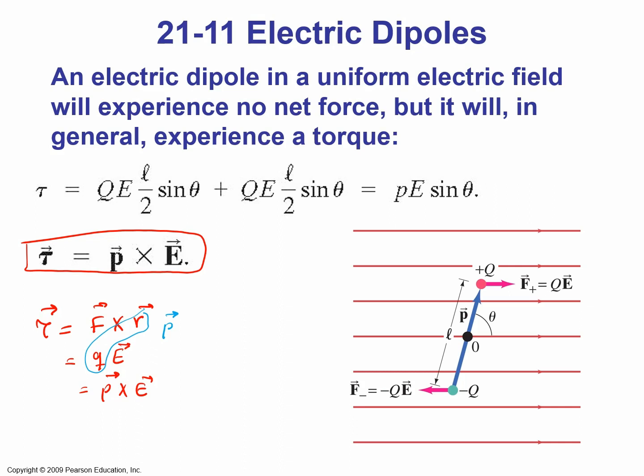And we have a vector product, so we have Q times E, L over 2, which is half of the separation, multiplied by sine theta. So half of the torque is applied to the upper charge, and half of the torque is applied to the lower charge. So the net torque is equal to P E sine theta. Theta is the angle between the dipole moment and the electric field, the constant electric field.